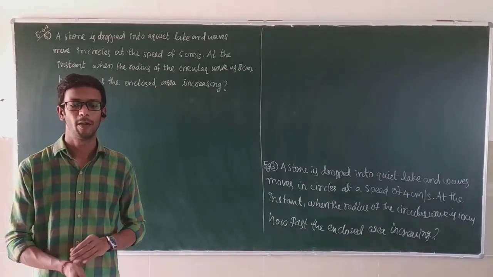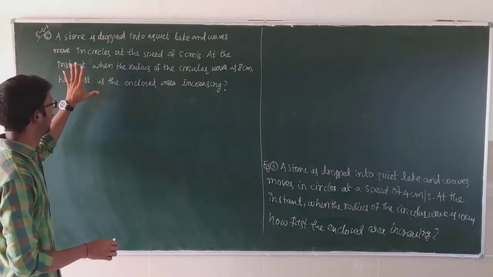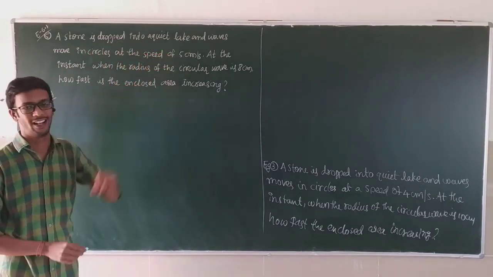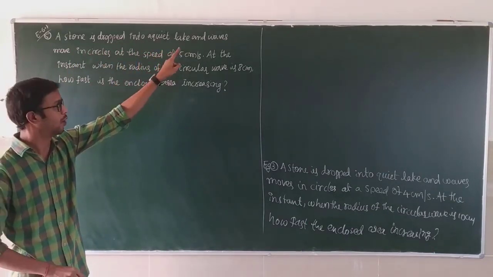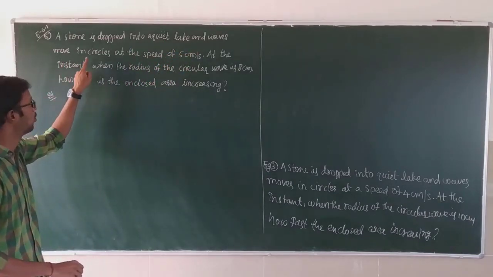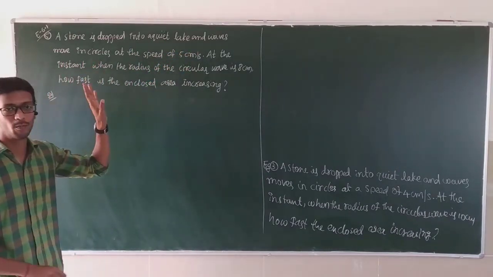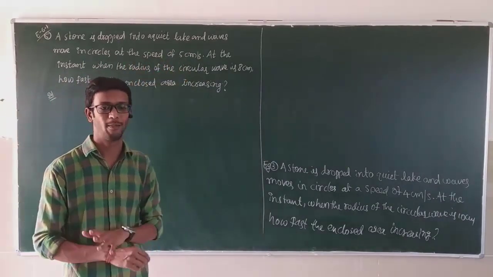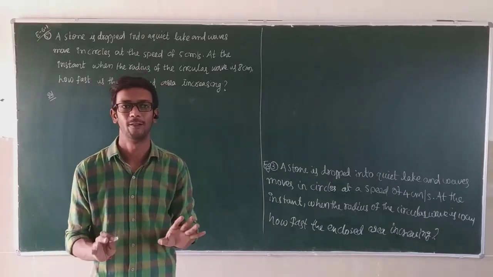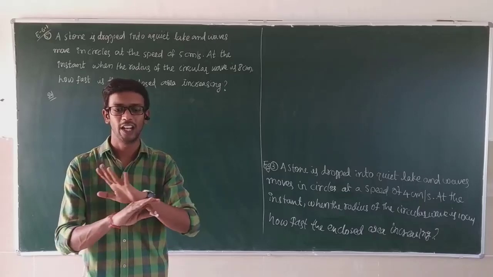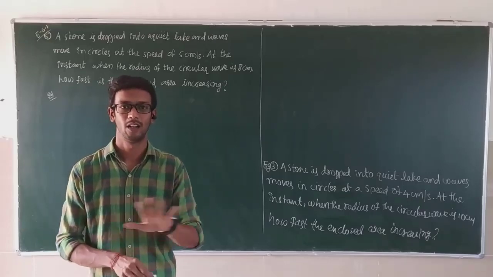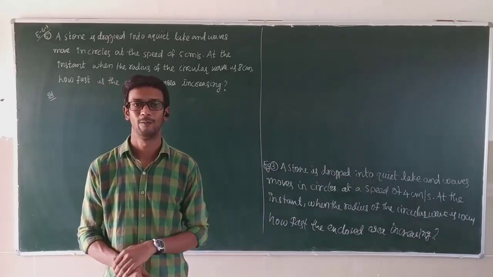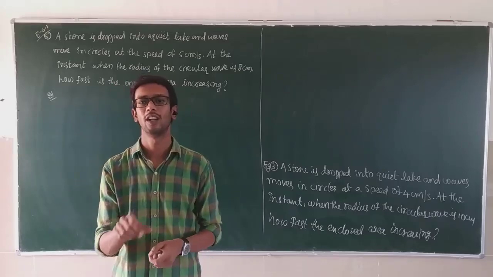Next, problem number 5. A stone dropped into a quiet lake and waves move in circles at a speed of 5 centimeter per second. So first I'll explain in general. One person went near a lake. It is very quiet. There are no waves in that lake. Seeing that, he is a naughty person. He took one stone and threw it into that lake.